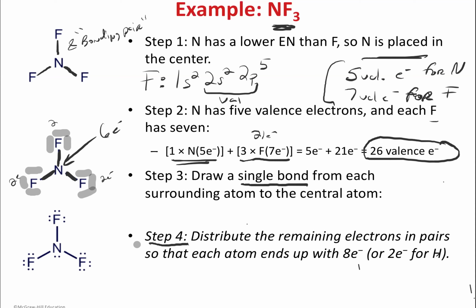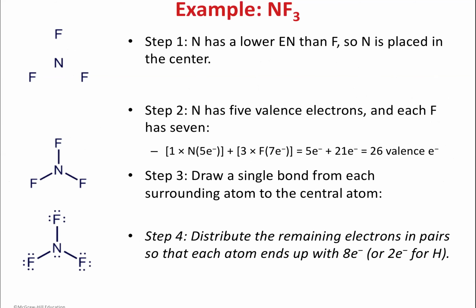So what we need to do is fill in the blanks, so to speak. And we do that by distributing remaining electrons as lone pairs on all of the atoms, such that each atom ends up with its octet, or its duet for hydrogen, because hydrogen just needs 2. Don't forget that. So that's what I'm going to do. I'm going to draw on my lone pair electrons. I'll start on my peripheral atoms.